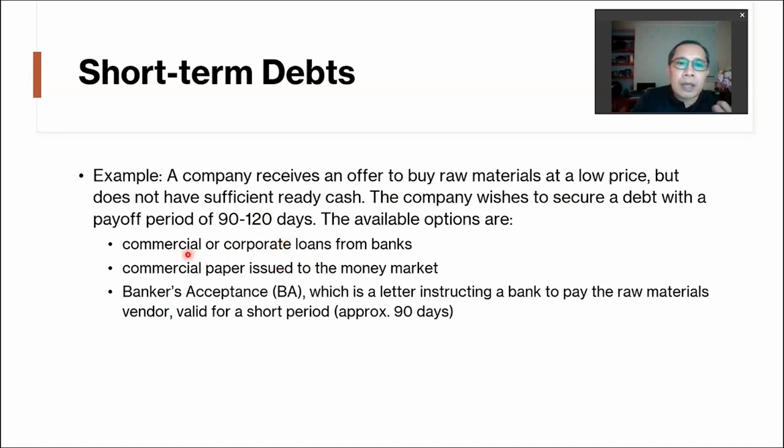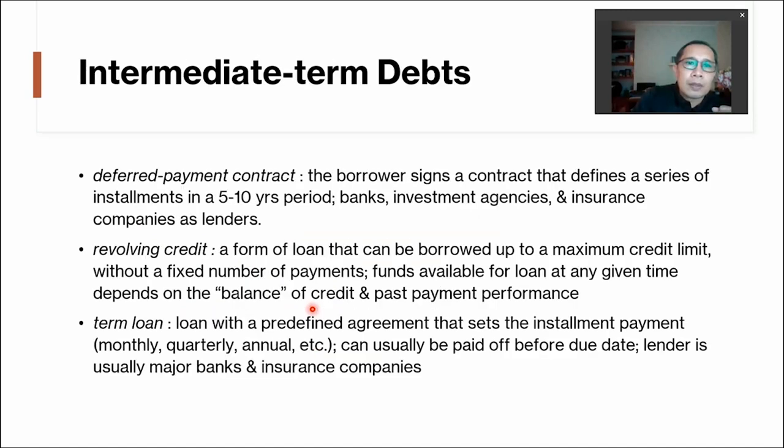Okay, they can get commercial or corporate loans from banks, commercial paper issued to the money market, and also banker's acceptance or BA, which is a letter which essentially instructs a bank to pay the raw materials vendor, valid for a short period of time. All right, so those are several examples of short-term debts, and these are several examples of intermediate-term debts: deferred payment contract, revolving credit, and also term loan.